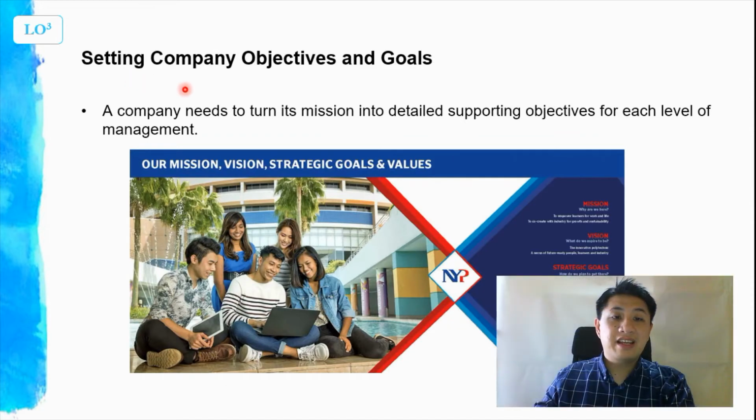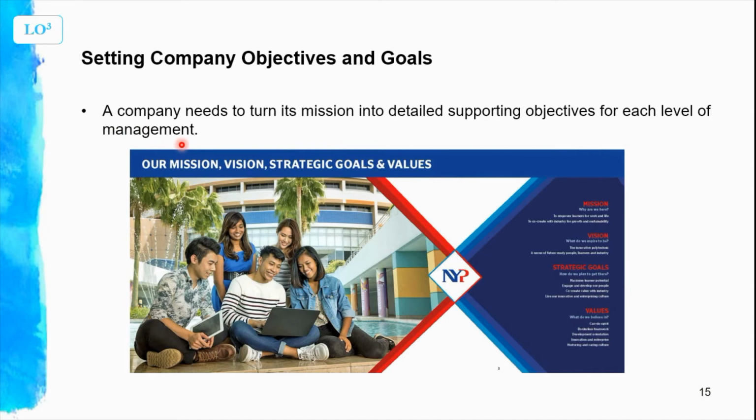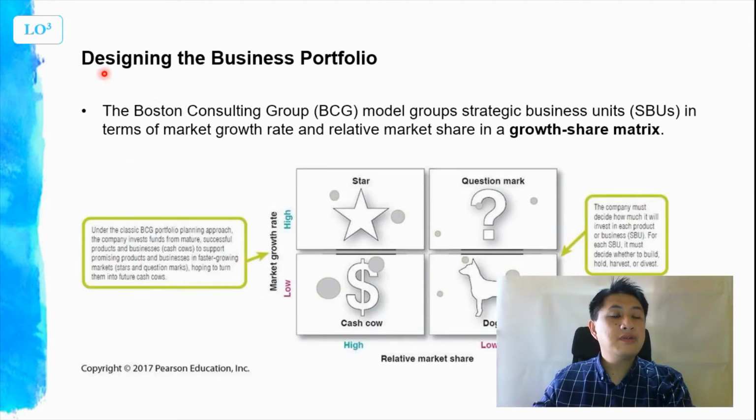Next, we talk about setting company objectives and goals. A company needs to turn its mission into detailed supporting objectives for each level of management. So when translating from the mission statement, we go into what we know as company objectives and goals. You can see over here, even in NYP, we have a mission, and that translates to a vision and provides strategic goals for each level of management in different topics.